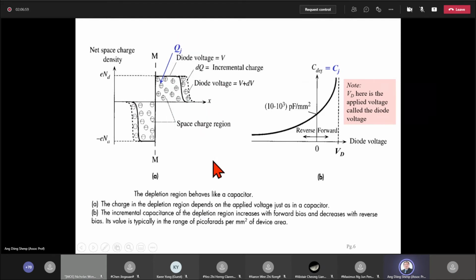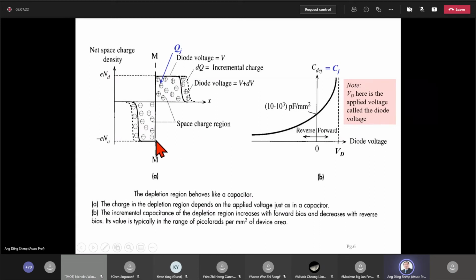Now, look at this diagram here. This is the metallurgical junction. M denotes the metallurgical junction. On this side is the P, on this side is the N. How do I know that? Because the space charge is negative on the P side and positive on the N side. The vertical axis represents the space charge density, which is actually the doping density.